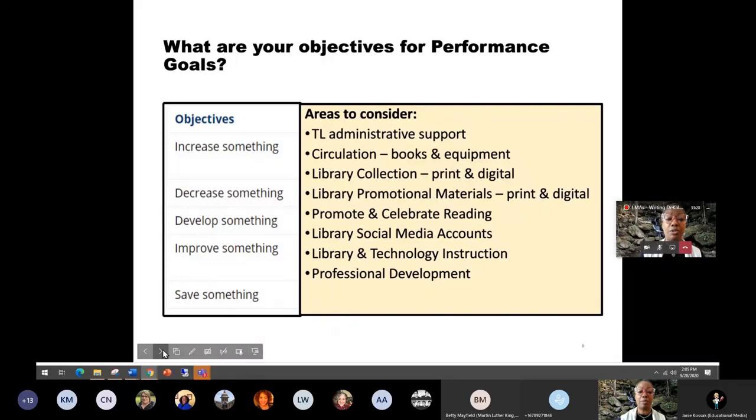We definitely want you to be promoting and celebrating the reading that has taken place at your school as part of a literacy program, possibly. Some of you may be assisting with managing the library's social media accounts, or you may be making suggestions on what should be posted on the social media accounts. We encourage you to support library and technology instruction with the teachers and TLs, and you should be attending professional development to increase your knowledge and understanding of your role as a library media assistant.